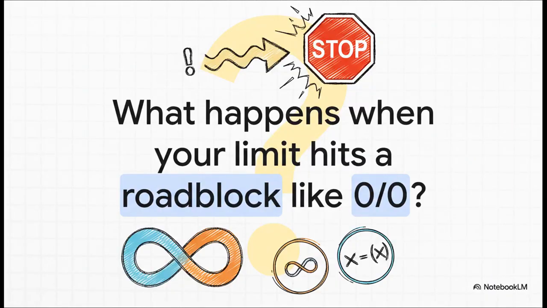So you know that feeling, right? You're cruising along, you've got a limit, you do the direct substitution, and bam, you hit a wall, 0 over 0. Or maybe infinity over infinity. It's what we call an indeterminate form, which is just a fancy way of saying, the answer isn't obvious yet. It means we got to dig a little deeper.